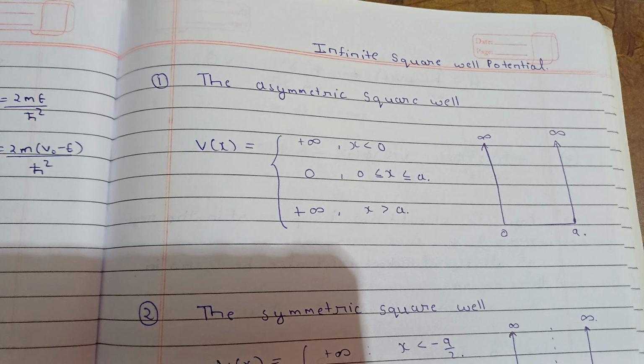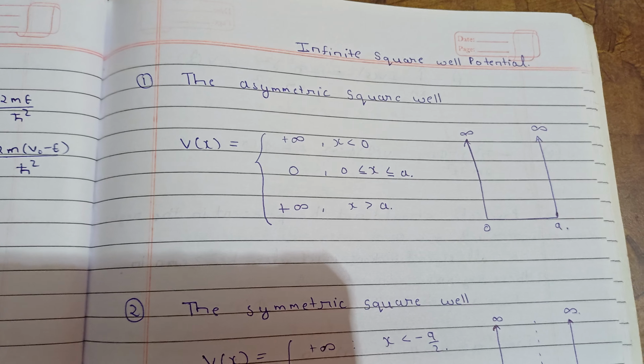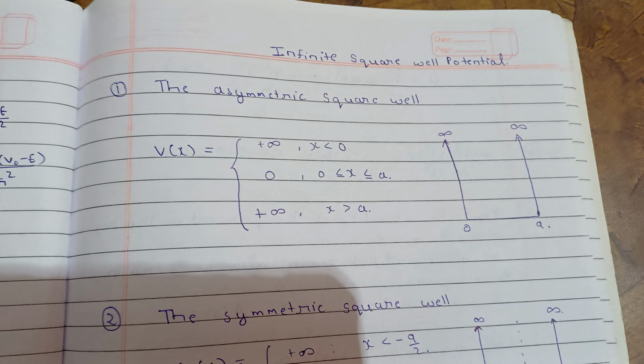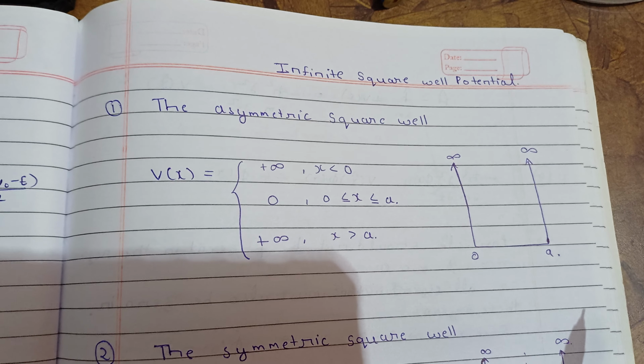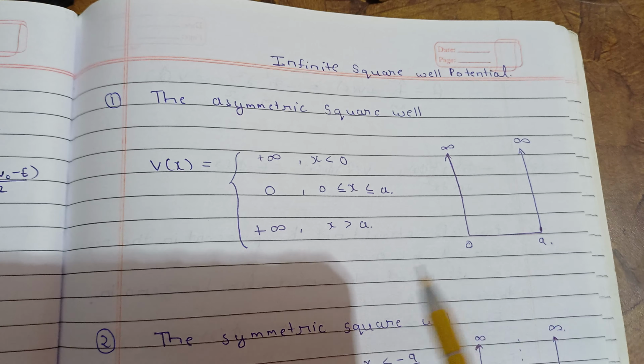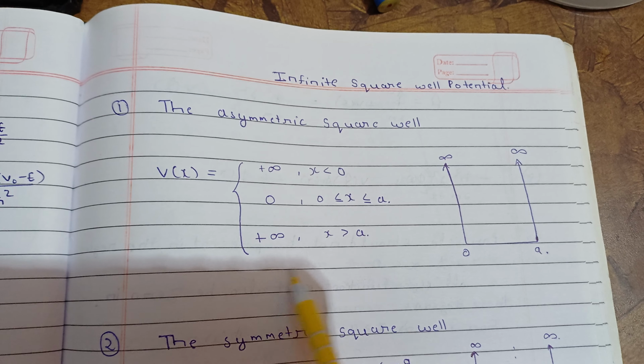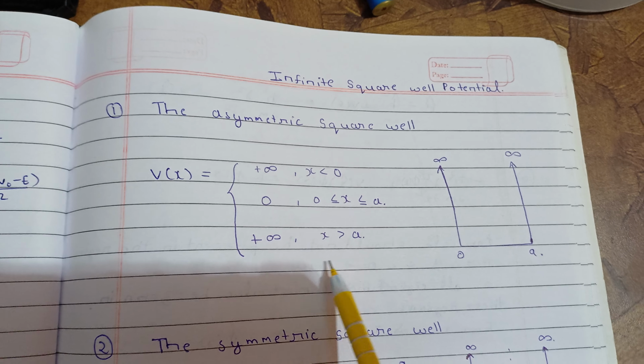In the last lecture, we were studying the potential barrier, and we have completed the step potential also. So, today we'll see the infinite square well potential. How is it different? In the step potential, we have seen just a step of potential. In the barrier, we have seen a barrier of potential.